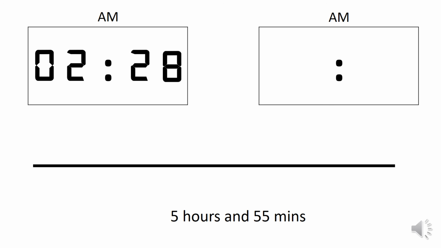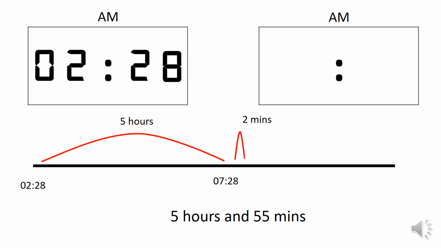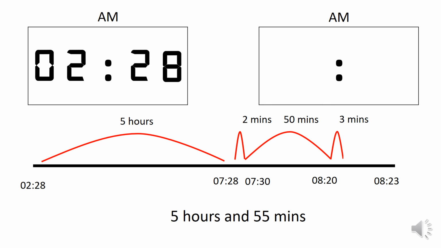There's my line, start time. I'm going to add on the 5 hours first because the 55 minutes is quite complicated. That gets me to 7:28. I'm now going to add on 2 minutes of the 55 minutes that I need. That gets me to 7:30. I'm then going to add on 50 minutes. That gets me to 8:20. I've got 3 minutes left over. There it is, which leaves me with 8:23.